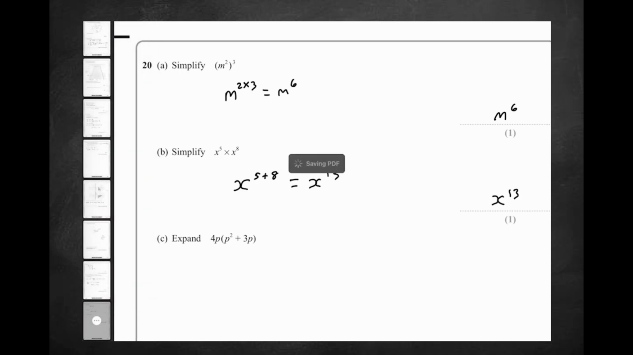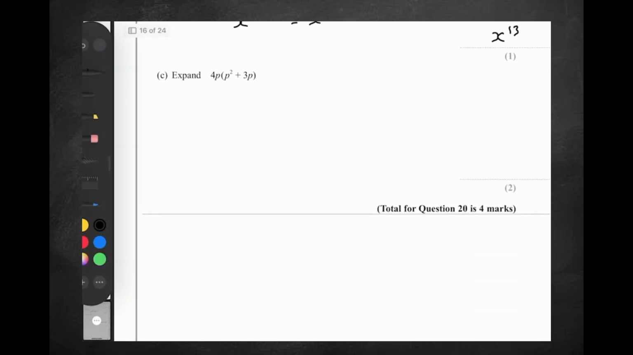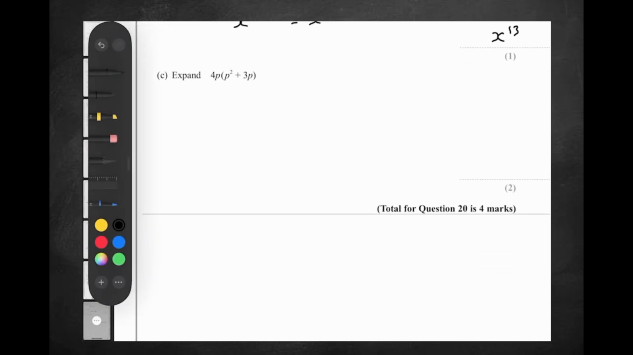And part C, expand 4p lots of p squared plus 3p is going to be 4p cubed, just by multiplying these two, plus 12p squared, multiplying these two. And that's our answer.